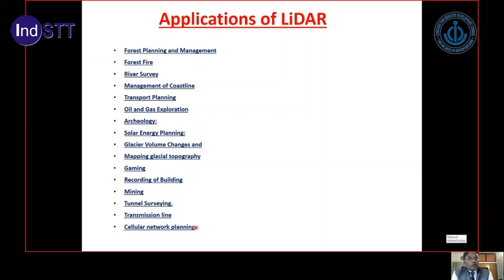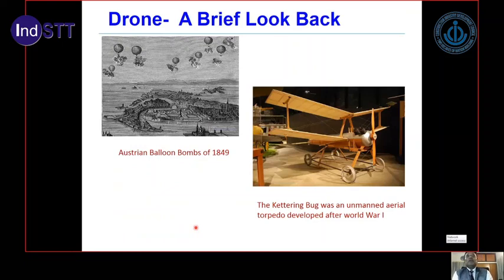The other very useful technology which is coming up is the drone technology. The technical term is unmanned aerial vehicle, UAV, but you must have seen the drone in a marriage party or a function, taking images of the area. So if we see, pictures from the air were taken way back in 1849 from a balloon, from a low height platform. Balloon was the platform.